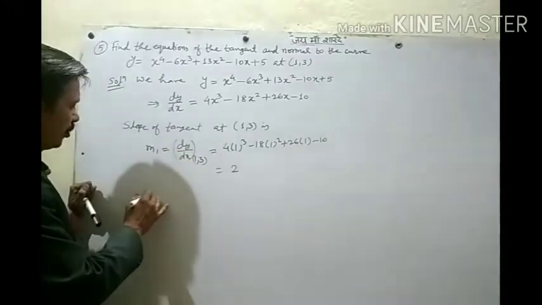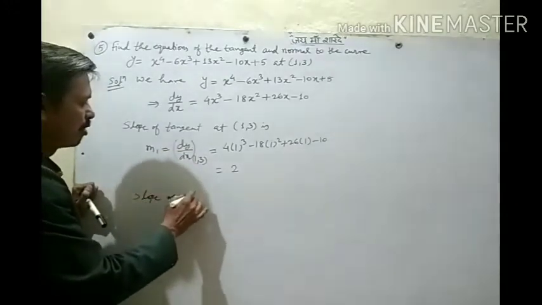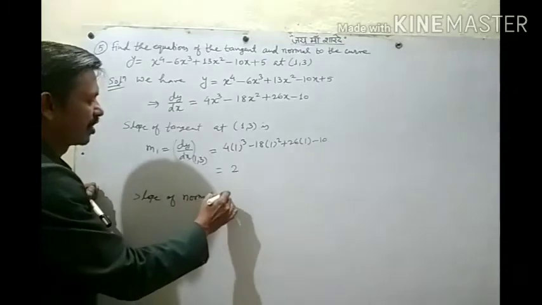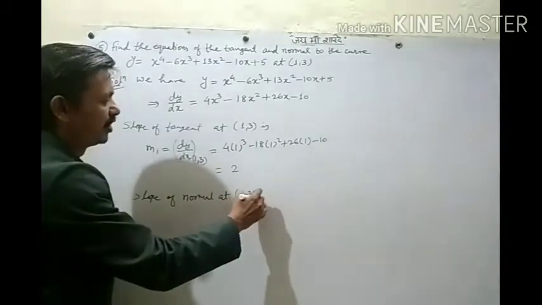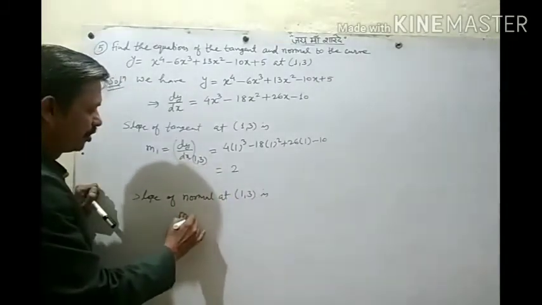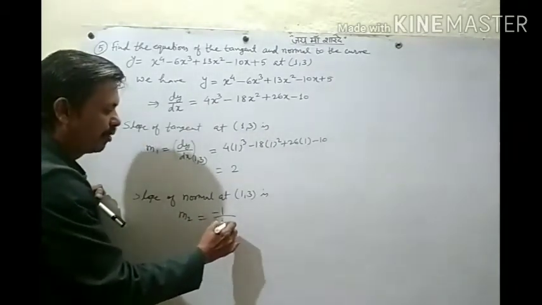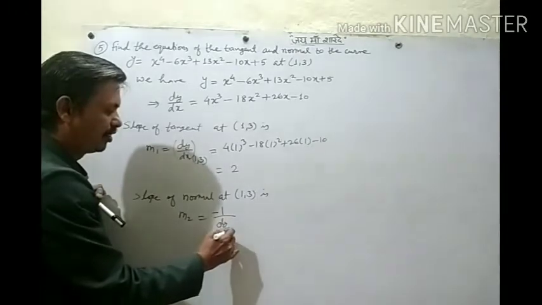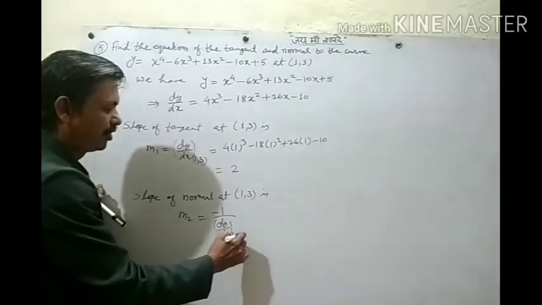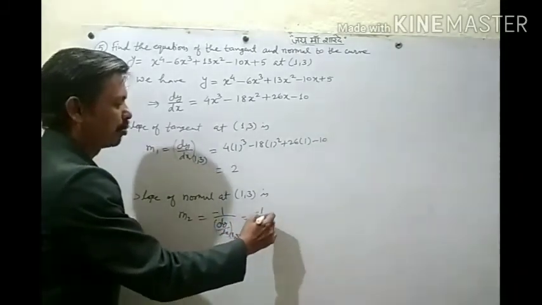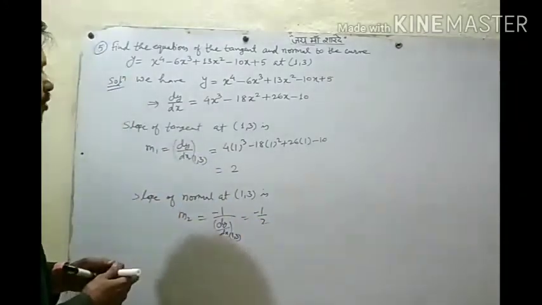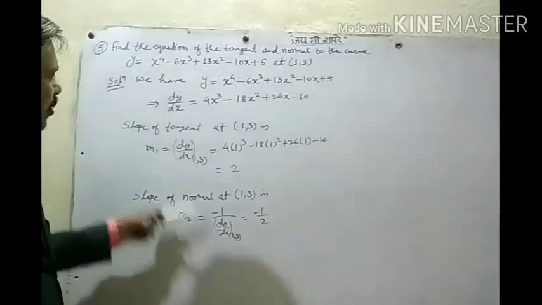So slope of normal at (1, 3) will be m2, and that is minus 1 upon dy by dx, means minus 1 upon 2. Okay, slope of normal is minus 1 by 2, slope of tangent is 2.